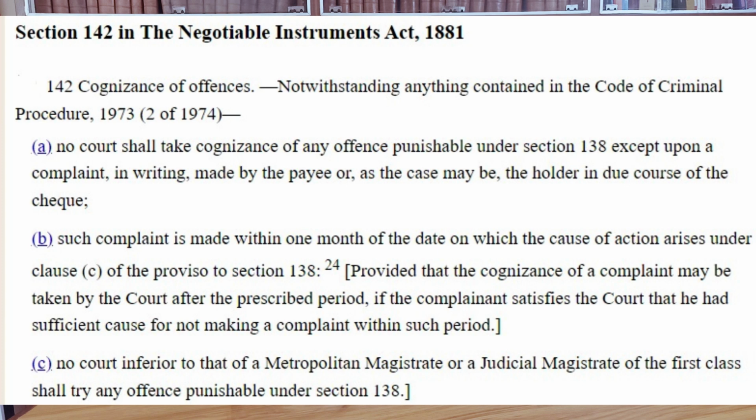Okay, now for the second point. Look at section 142 subclause B. Here it says, such complaint is made within 1 month of the date on which the cause of action arises under clause C of the proviso to section 138, provided that the cognizance of a complaint may be taken by the court after the prescribed period, if the complainant satisfies the court that he had sufficient cause for not making a complaint within such period.